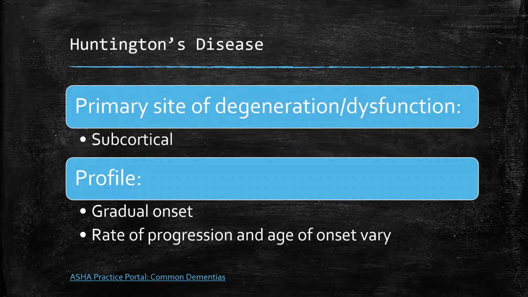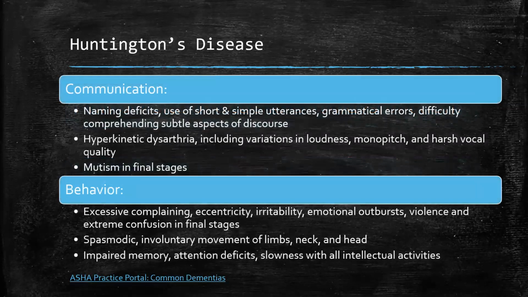Huntington's disease is the next disease that we'll talk about. So Huntington's is a gradual onset. The rate of progression and the age of onset can vary pretty widely. Communication changes that we'll see. So someone with Huntington's disease is going to have naming deficits. They'll often start using short and simple utterances. You'll notice quite a bit of grammatical errors, difficulty comprehending at the discourse level, some of those more subtle aspects.